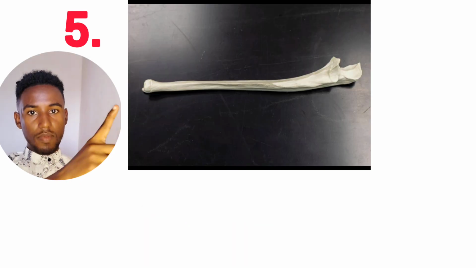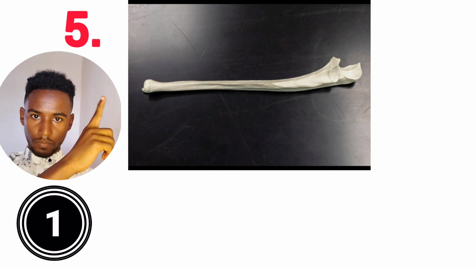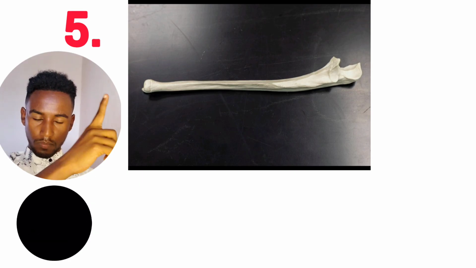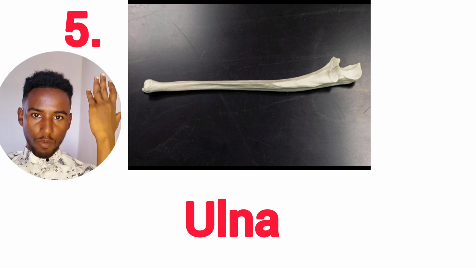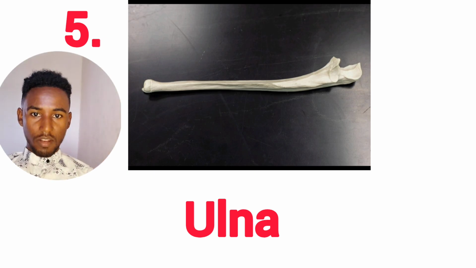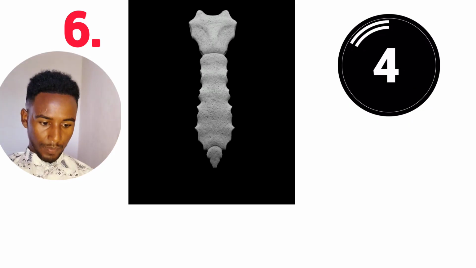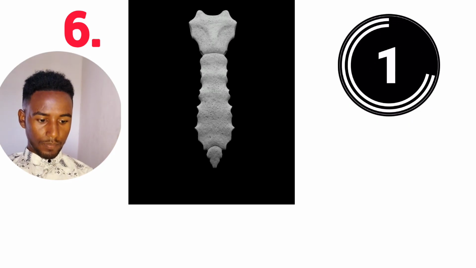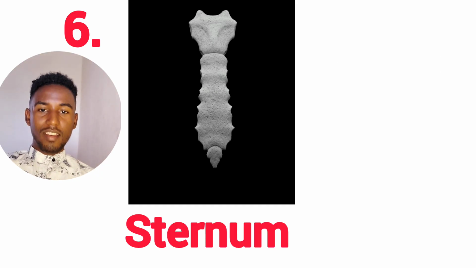Can you name this bone? This bone is called ulna, little finger side of the forearm. This is called ulna and this bone is called radius. What is this bone called? This bone is called the sternum. The breastbone is called the sternum.